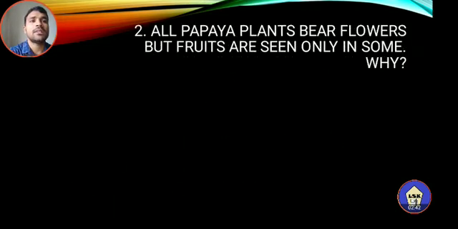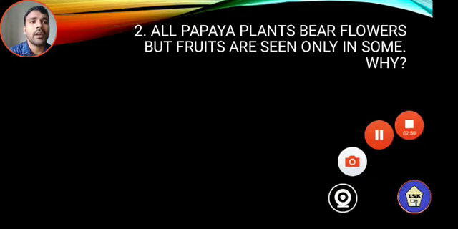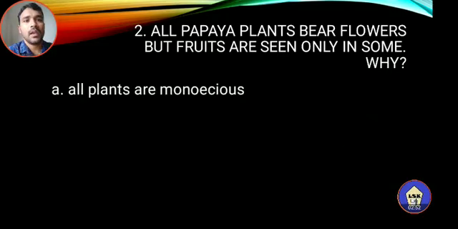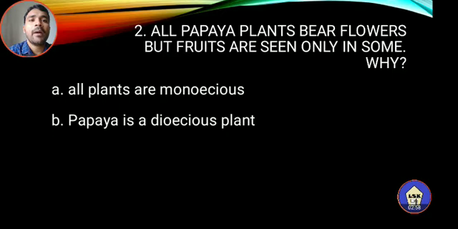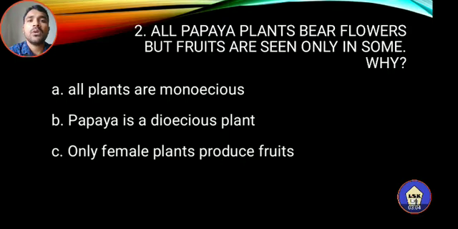Now, question number 2. All papaya plants bear flowers, but fruits are seen only in some. Why? Option A, all plants are monoecious. Monoecious means bisexual. Option B, papaya is a dioecious plant. Dioecious means unisexual. Option C, only female plants produce fruits. And option D, both B and C.